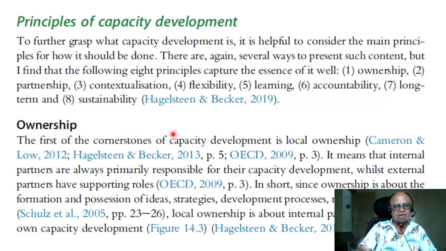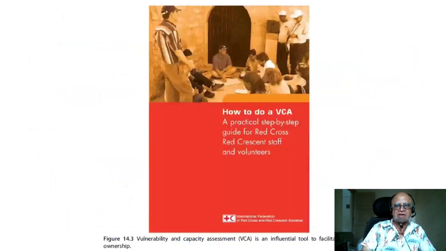So ownership we already discussed. The first of the cornerstones of capacity development is local ownership, and we made many points about it. It means that internal partners are always primarily responsible for their capacity development, while external partners have supporting roles. In short, since ownership is about the formation and possession of ideas, strategies, development processes, resources, and results, local ownership is about internal partners driving their own capacity development. So here is a prop for that.